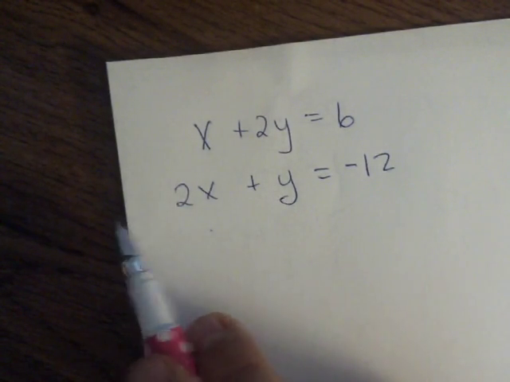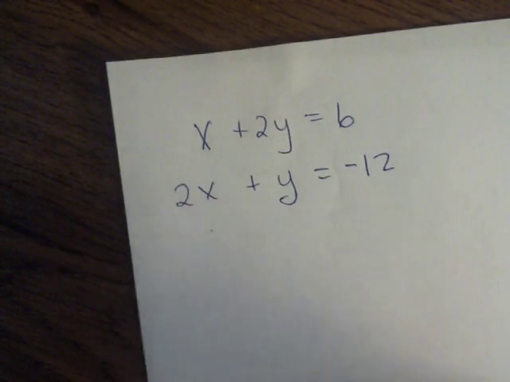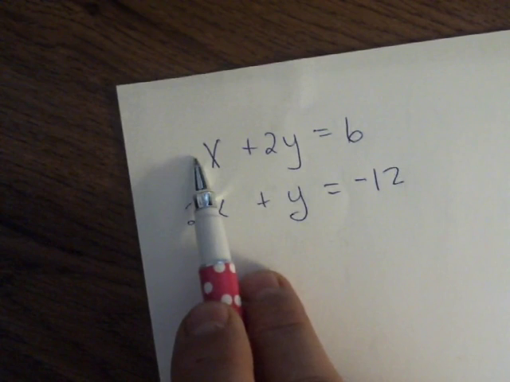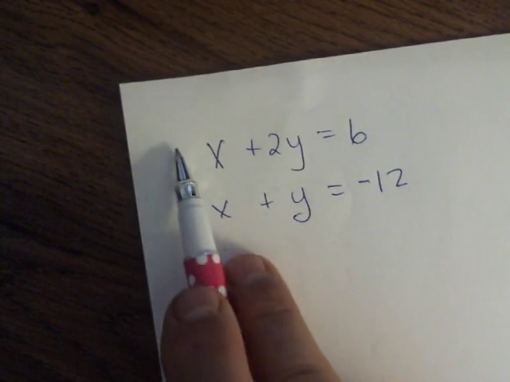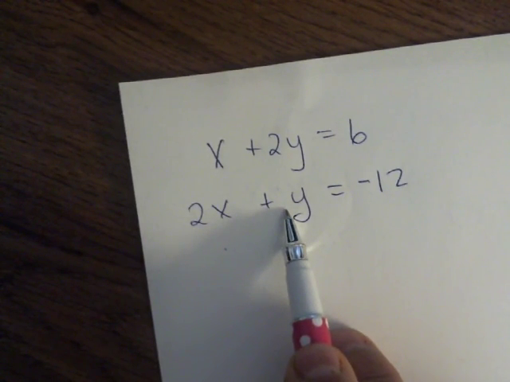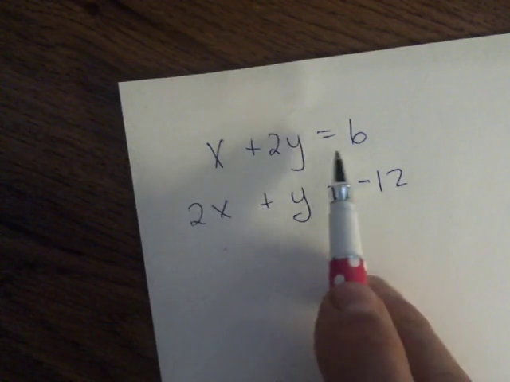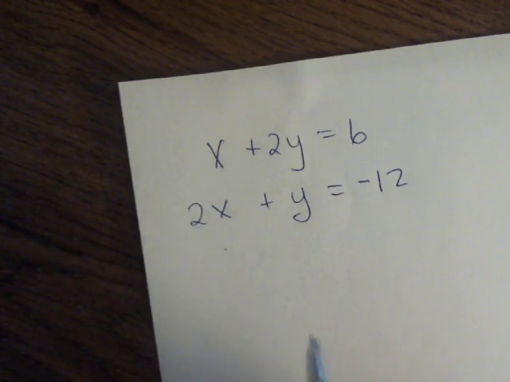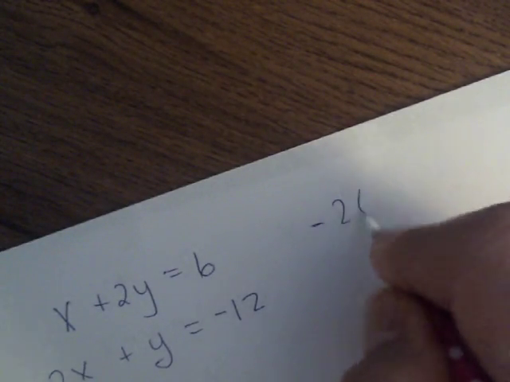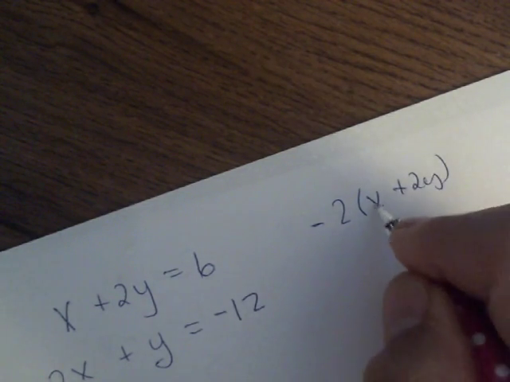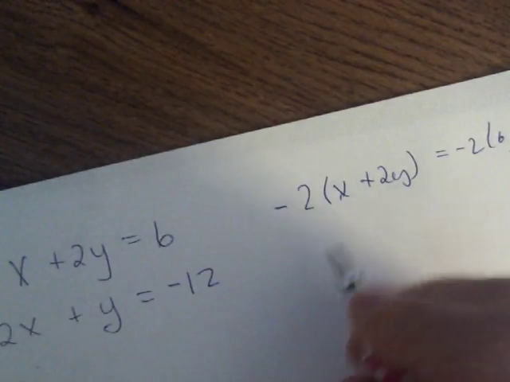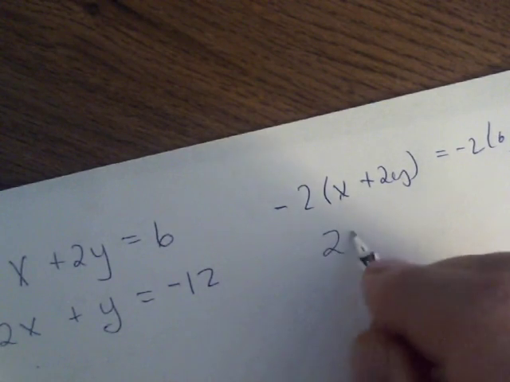So if I want to do the elimination method or the addition subtraction method, whatever you want to call it, I'm going to create opposites. If this was a negative 2, then I would have opposites in my x's. If this was a negative 2 here, I would have opposites in my y's. So I'm going to multiply one equation by something to get opposites. So I'm going to multiply the top equation by negative 2, and I have to multiply both sides. I'm leaving this other equation alone.